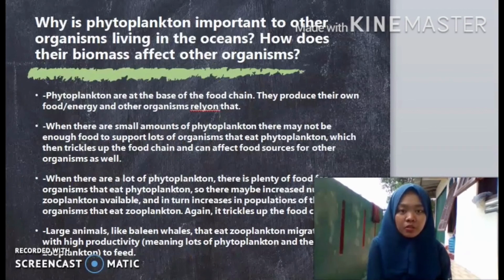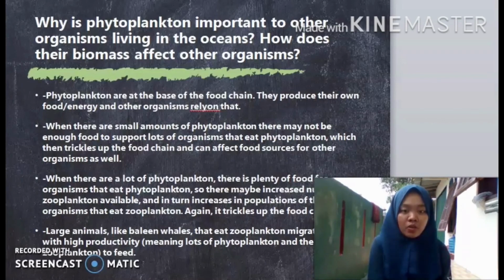Why is phytoplankton important to other organisms living in the ocean? How does their biomass affect other organisms? First, plankton are at the base of the food chain. They produce their own food or energy, and other organisms rely on that. When there are small amounts of phytoplankton, there might not be enough food to support lots of organisms that eat plankton.